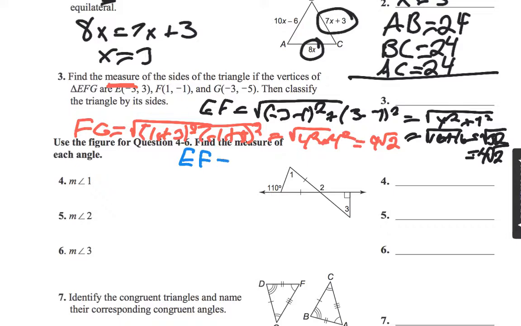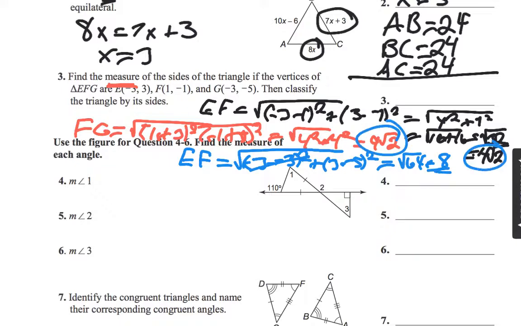There are 3 sides, so make sure you do them all. -3 minus a -3 squared, plus 3 minus a -5 squared. So this is 0. And so then that's going to be 8 squared. So square root of 64. That's equal to 8. 2 of the sides are the same. The third one is not. So this is isosceles.